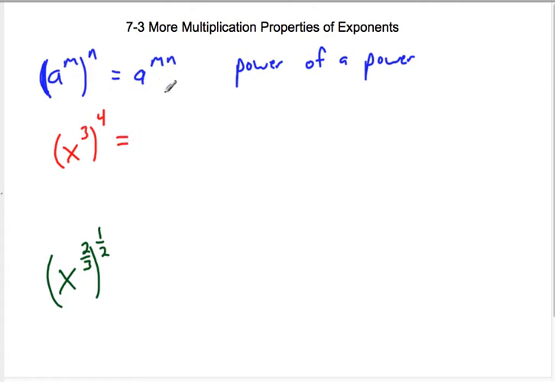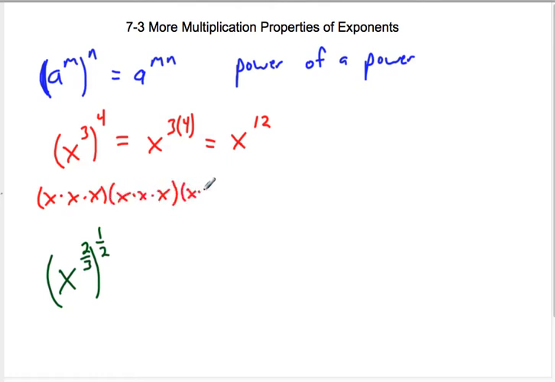Using this rule, we would say that x to the third raised to the fourth power would be the same as x to the 3 times 4, or x to the 12th. It's pretty easy to prove, considering x to the third is just x times x times x. And if we do that 4 times, 1, 2, 3, 4, you can easily count that there are 12 x's, therefore x to the 12th. So power of a power is multiplying the exponents.